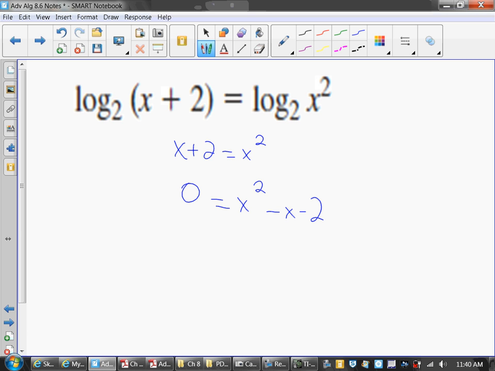What times what is negative 2 and you add together to get negative 1? Negative 2 and 1. What are your zeros? And what do you have to do then? And check them.